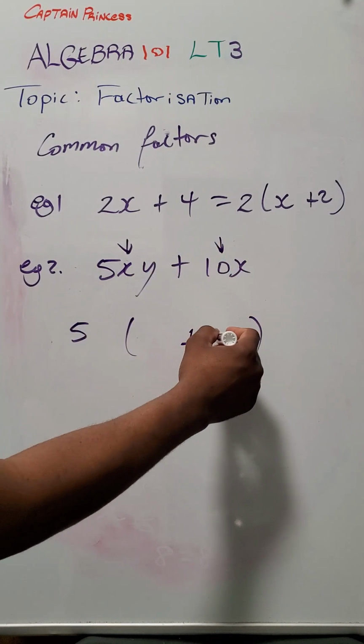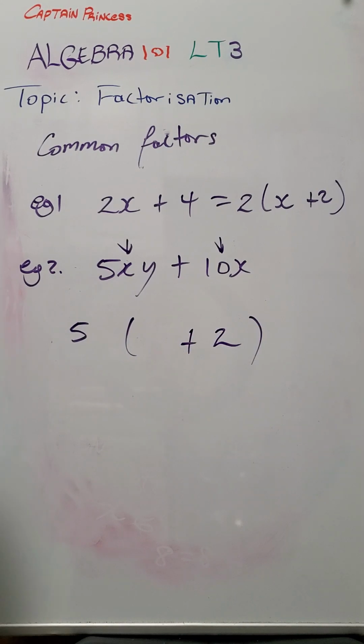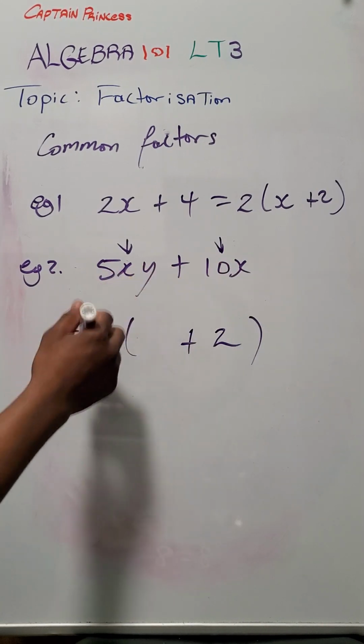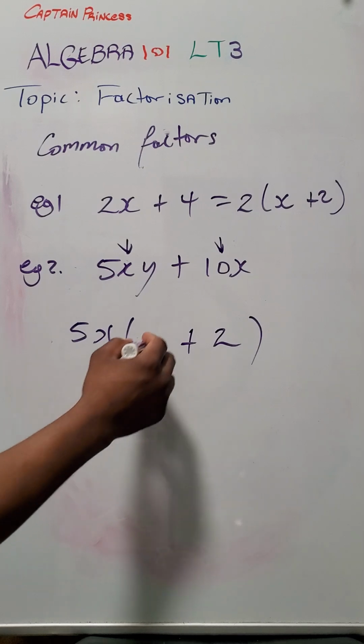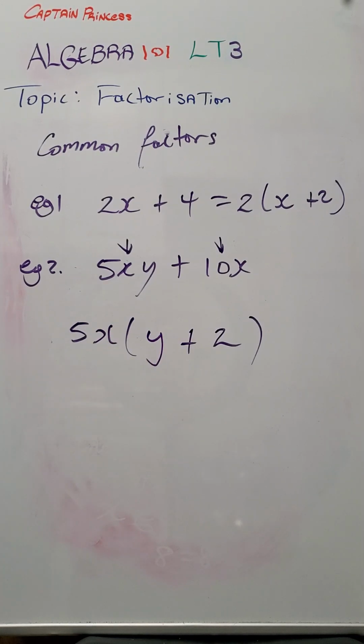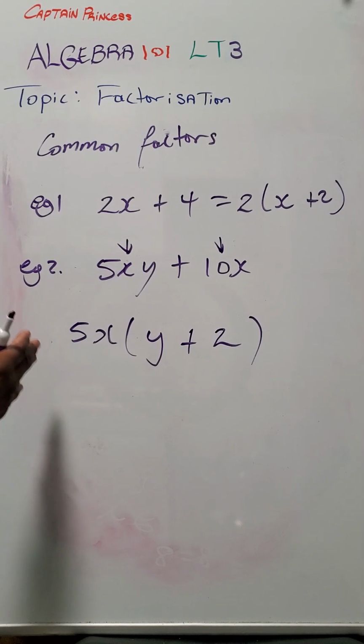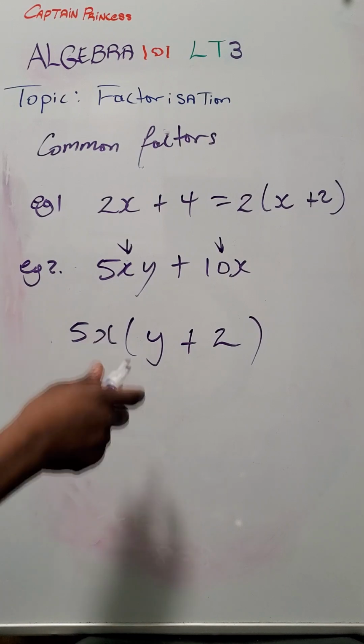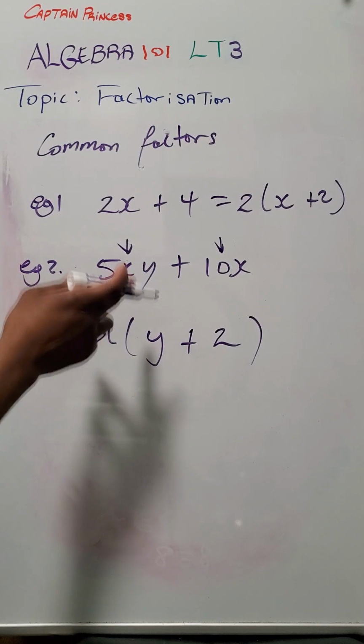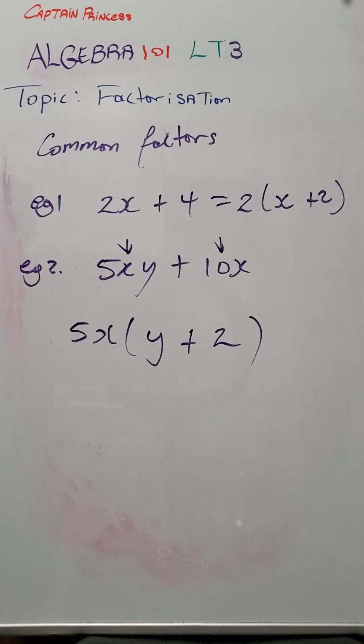So 5 into 10 goes 2 times, right? Then we have the x in both terms, so we can put an x on the outside, and this will leave us with y. So basically what I'm saying is this. What is common to both terms, we will put on the outside of the bracket, because when you multiply what is common to both terms by whatsoever is inside of the bracket, you will end up with the original expression.